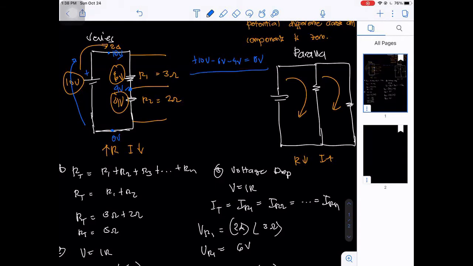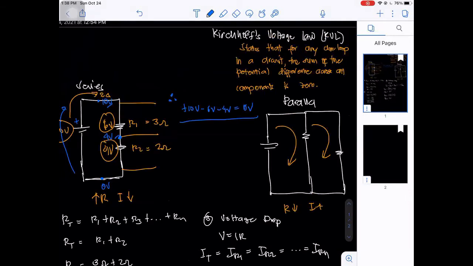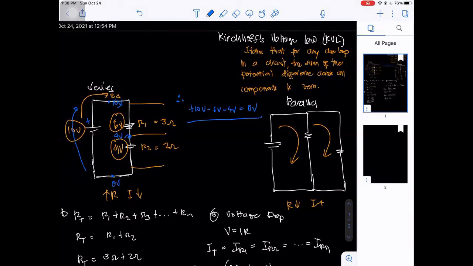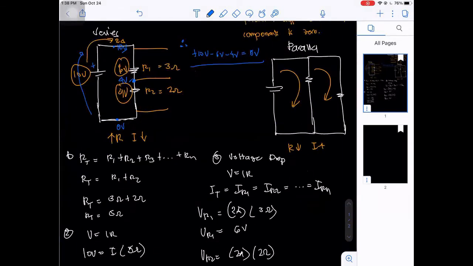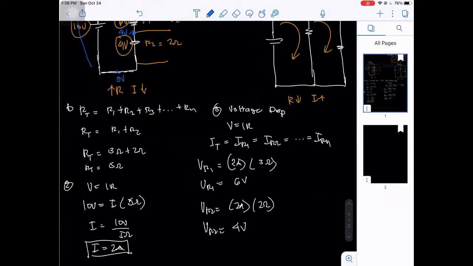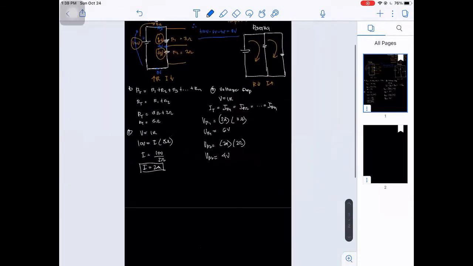So therefore, it satisfies the condition that KVL states that for any closed loop in a circuit, the sum of the potential difference across all components is 0. So it satisfies the KVL. As you will observe, the summation of all voltages across the circuit is equivalent to 0. Okay. Now, our next step is to solve for the power.